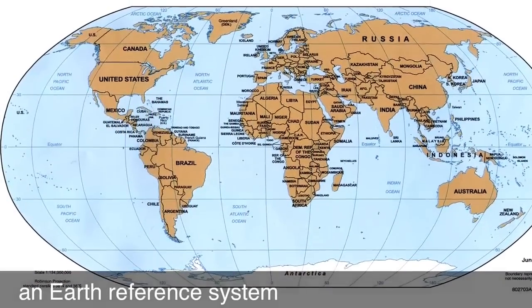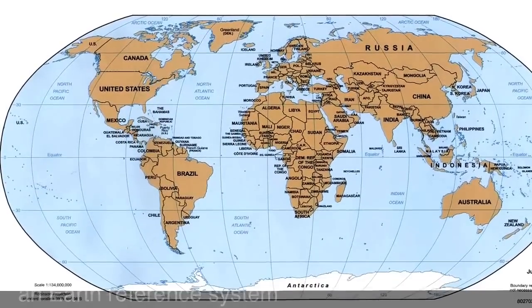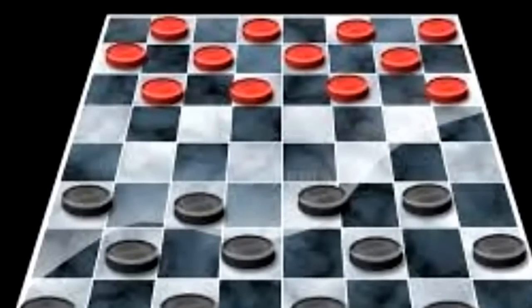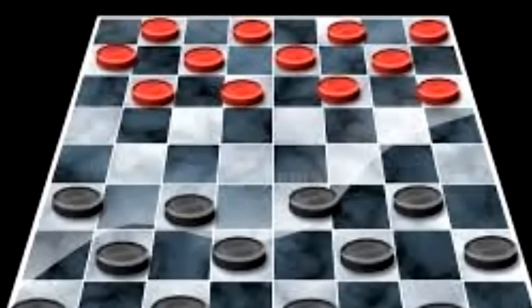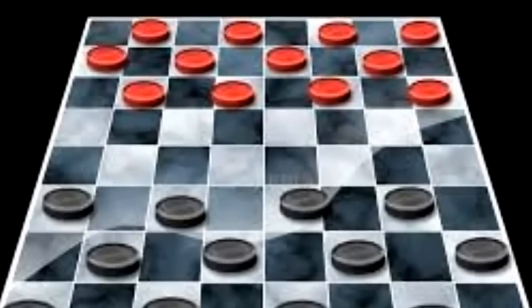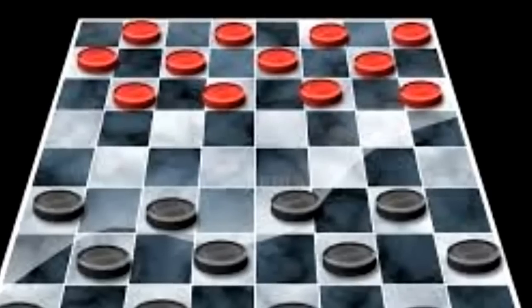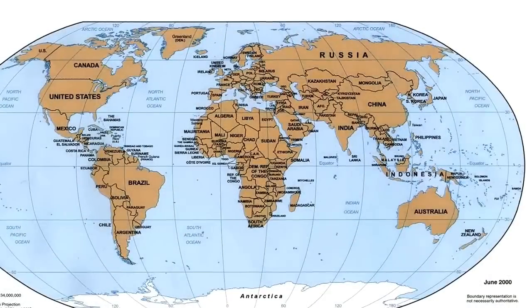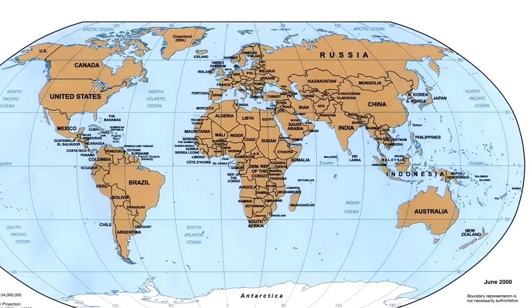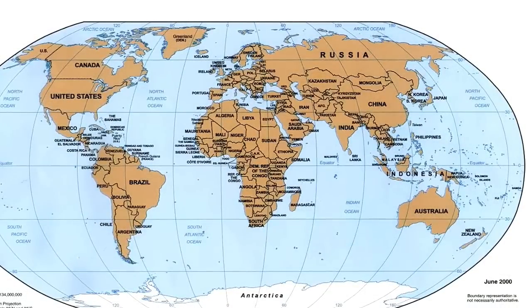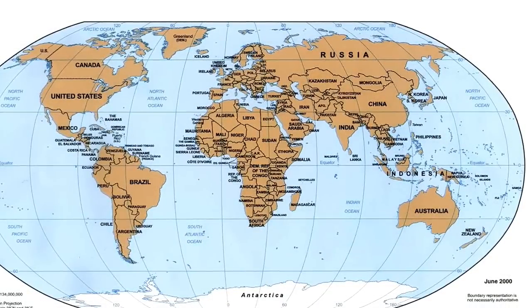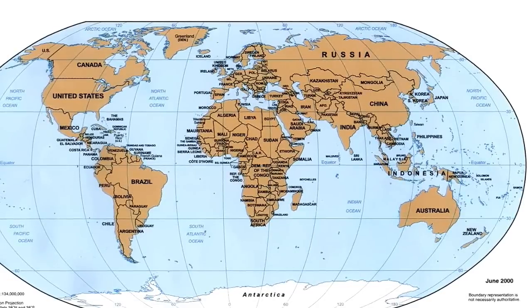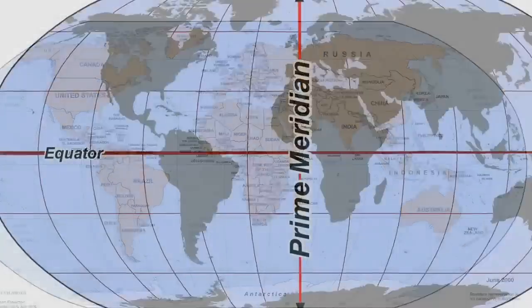Let's talk about an Earth reference system. When you play checkers, the grid of squares helps you to keep track of where each piece should be. To find a point on Earth's surface, you need a reference system like the grid of squares on a checkerboard. Of course, Earth itself doesn't have grid lines, but most maps and globes do show a grid. Because Earth is a sphere, the grid curves to cover the entire planet.